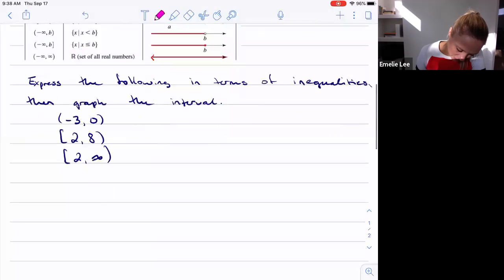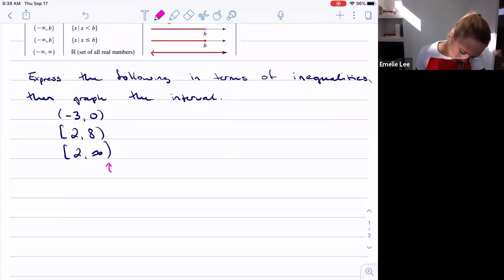As a quick note, if we're dealing with infinity, it always has to be a round bracket.